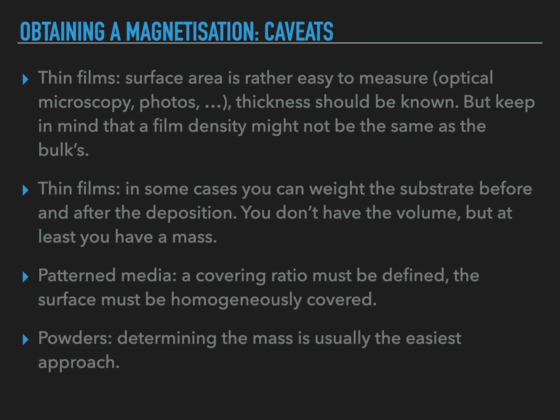Films may not be continuous, they can be patterned media. In that case, using either images taken with a microscope or the nominal shape of the pattern that you are putting on the film, you must define a covering ratio. But also keep in mind that in order for that covering ratio to be effective, the surface must be homogeneously covered. Different is the case of powders. Normally, weighing them, measuring their mass, is the easiest approach, but that does not give you a volume, only a mass.